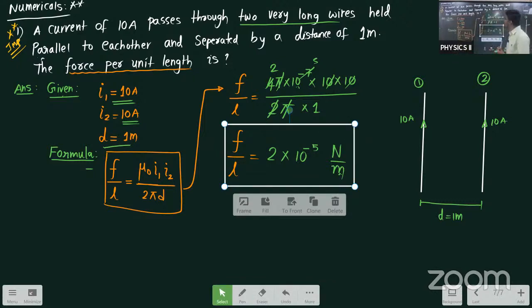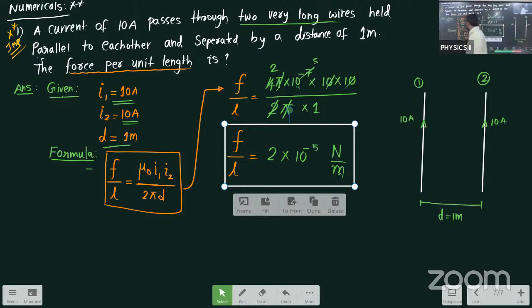I hope you understood this problem. What is he saying? There is a current of 10 amperes passing through two very long wires held parallel to each other, and they are separated by 1 meter distance. He is asking you to calculate the force per unit length.